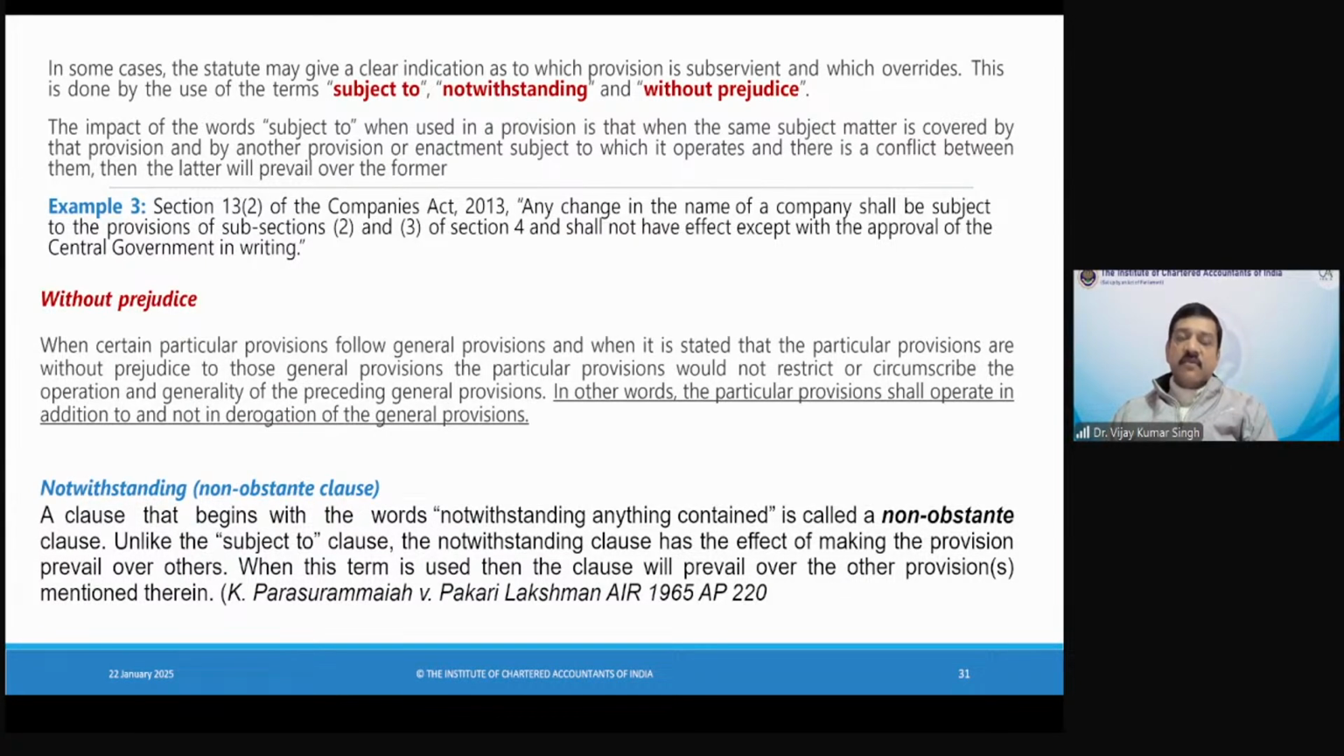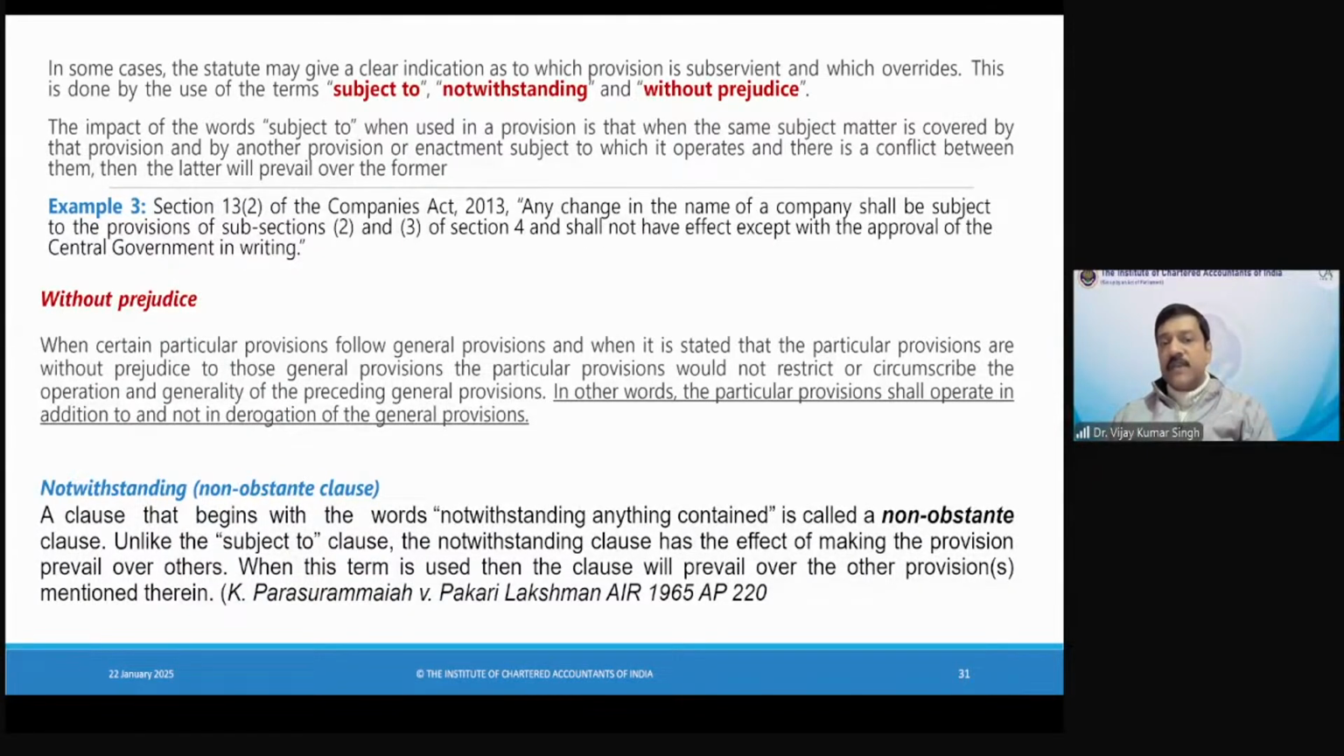Whenever the words subject to are used in a provision, then you have to say that the same subject matter is covered by that provision and by another provision or enactment subject to which it operates, and if there is a conflict between them, then the latter will prevail over the former. Let us have an example.